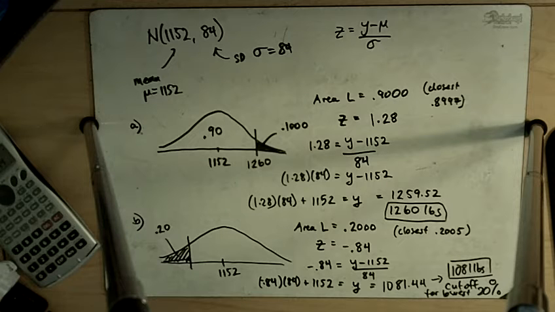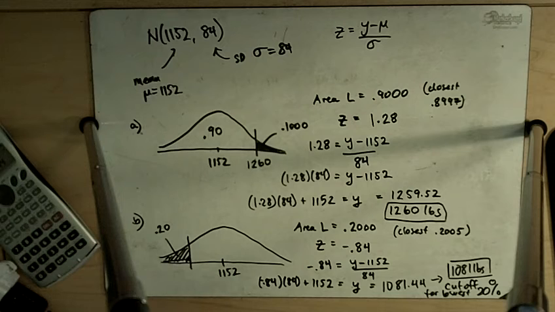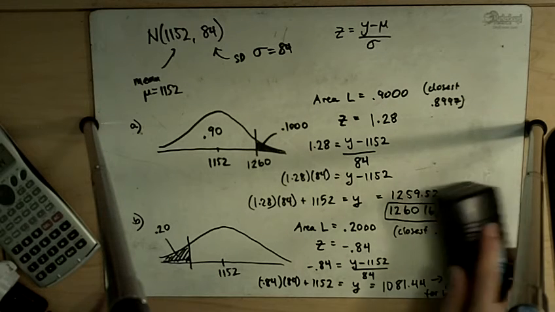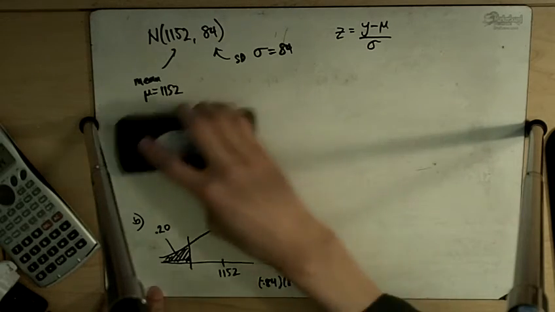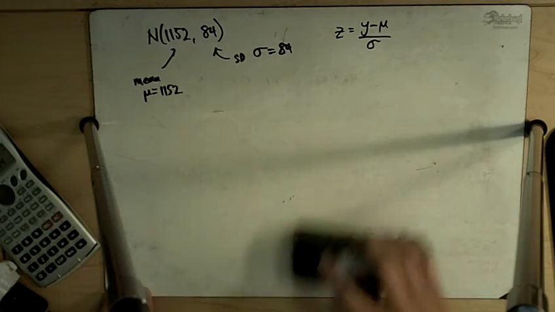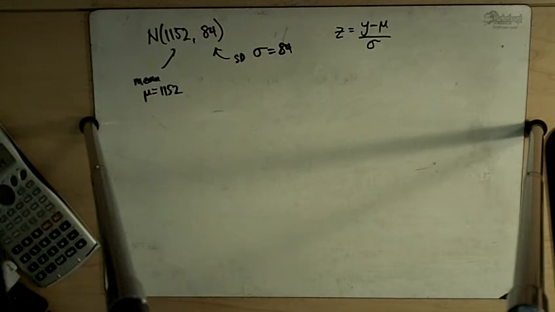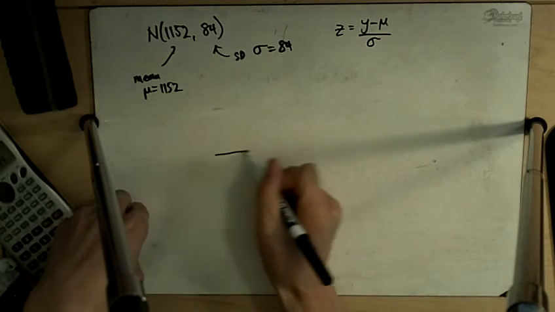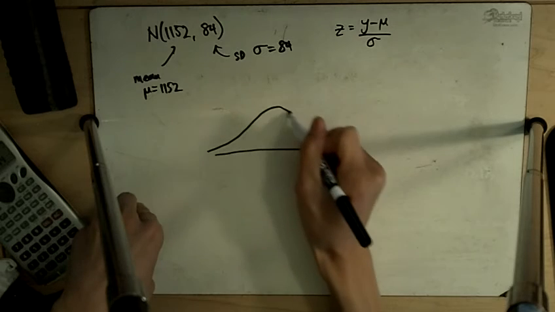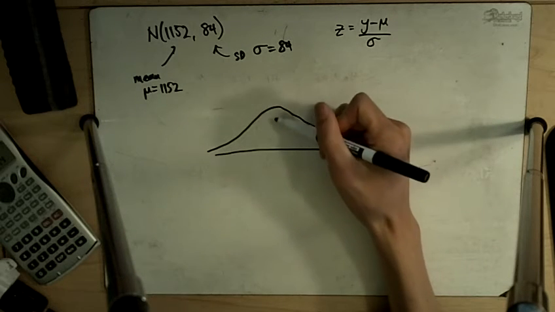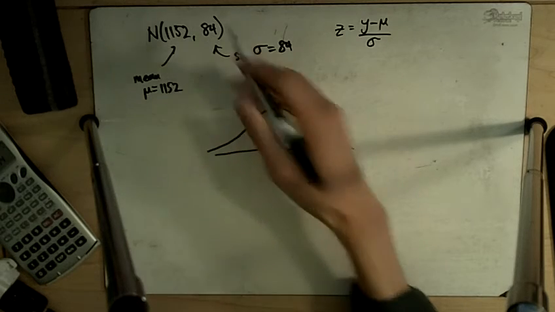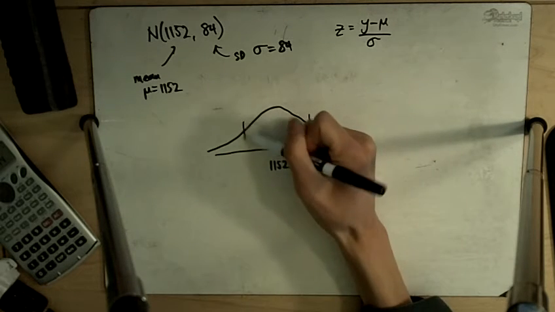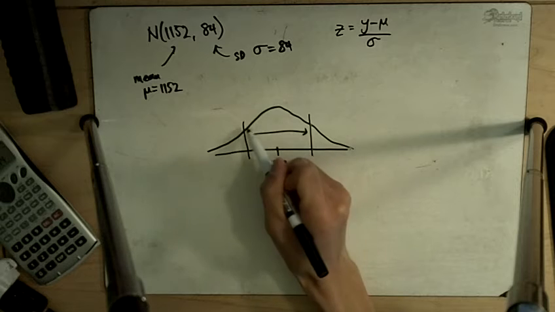Part C asks for the middle 40% of the weights. So I'm going to go ahead and just erase what I've got here. Okay, the middle 40%, again we're centered at 1152, that's the mean. And the middle 40% means we've got 40% in the middle.